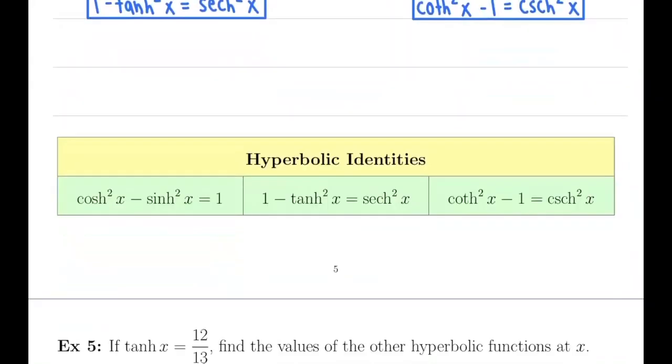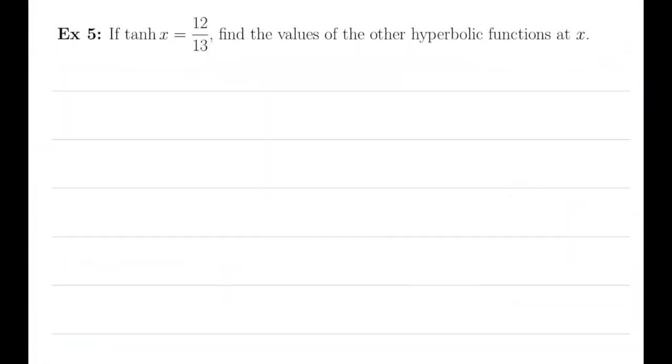So anyway, let's do example 5 now. Example 5 says if tanh of x equals 12 over 13, find the values of the other hyperbolic functions at x.